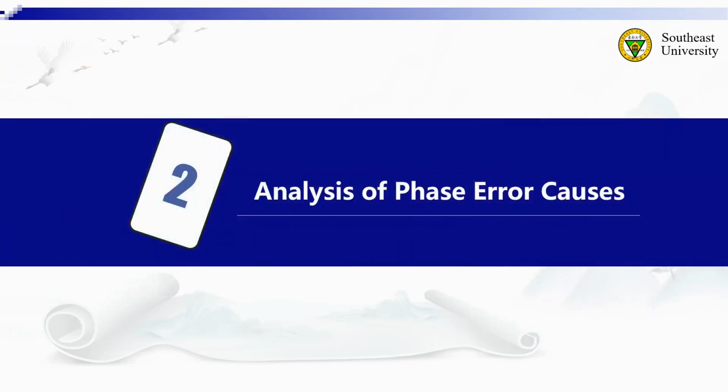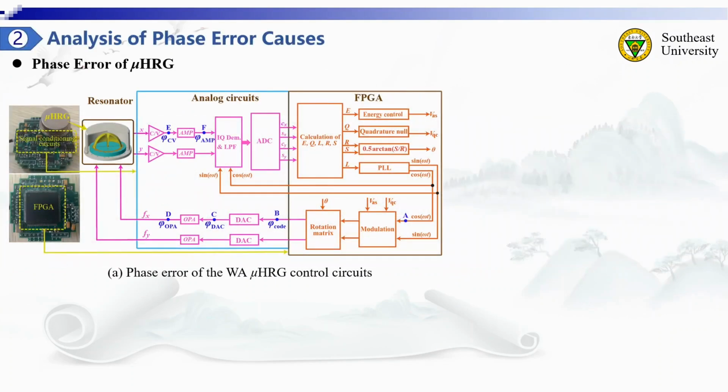The second part shows the analysis of the phase error causes. Figure A illustrates the causes of the phase error of the whole-angle micro HRG circuits. The circuits of the gyroscope comprise the analog circuits and the FPGA digital circuits. Due to the delay in the digital signal processing and the electronic component errors in the analog circuits, the phase error inevitably occurs in the gyroscope.